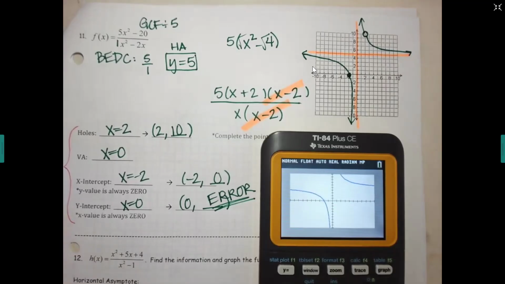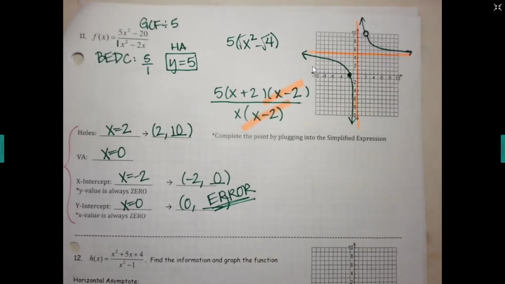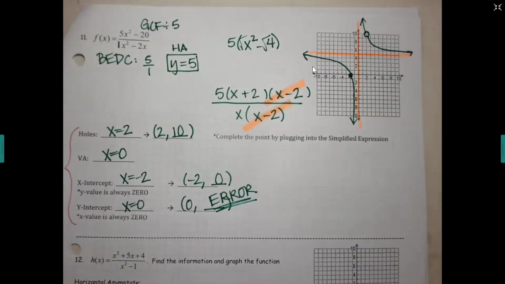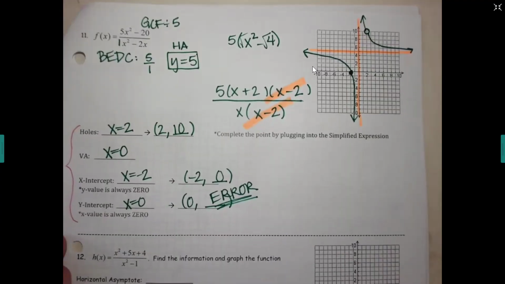Okay? And then remember, those orange lines on the screen, those are your guidelines that your graph should get really close to, but it shouldn't touch them. Okay? All right, maybe we can just do maybe like 1 or 2 more and then give you some time to work on your homework.